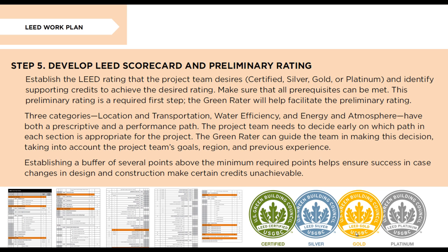The Green Rater will help facilitate the preliminary rating. Three categories: location and transportation, water efficiency, and energy and atmosphere have both the prescriptive and performance path. The project team needs to decide early on which path in each section is appropriate for the project.